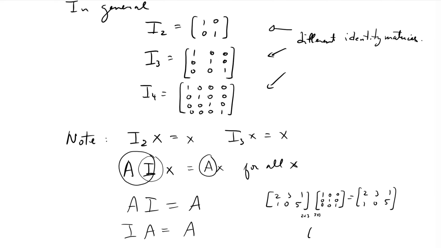And if you take 2, 3, 1, 1, 0, 5 and you multiply I by that, I would now have to be 2 by 2, because remember, that's 2 by 3. So this would have to be 2 by 2. You're going to get back, you can check, 2, 3, 1, 1, 0, 5. It doesn't change the result of the product.